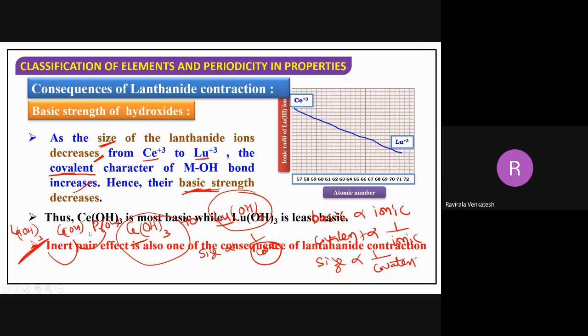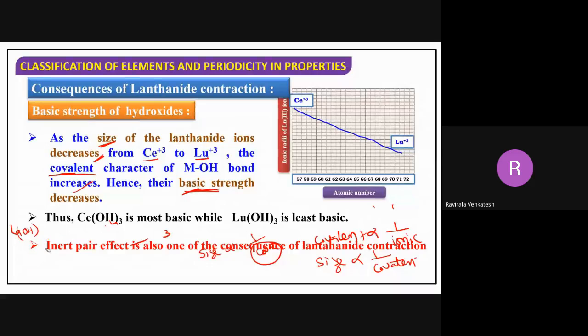Understood here? Now you observe this one. Barium hydroxide is mostly basic, while lutetium hydroxide is the least basic, isn't it? Next, this is the inert pair effect also. That is because of 6s2 electrons, which are near to the nucleus. Because of lanthanoid contraction, 6s2 electrons are readily attracted by the nucleus. They are unable to be removed, so they are unable to participate in the bonding.